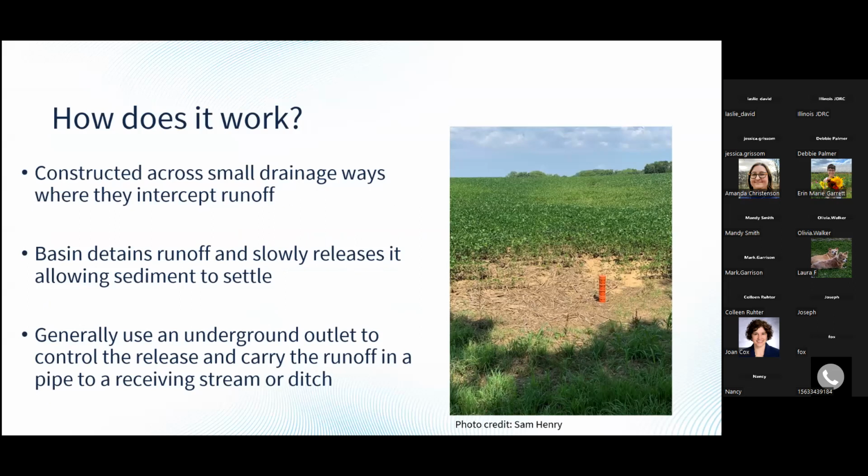Water and sediment control basins, or WASCOBs, collect and store runoff water, reducing the flow of runoff and delaying flood peaks. So once water is collected, it is slowly released through a tile intake and or through soil infiltration, reducing erosion, preventing gully formation, and removing that sediment from the water.